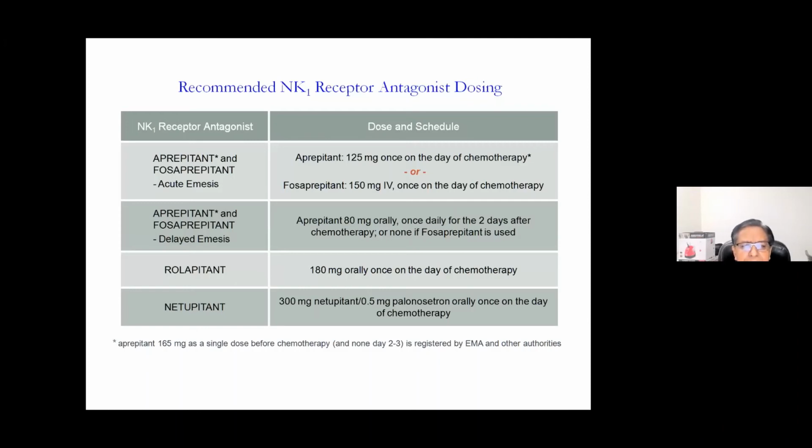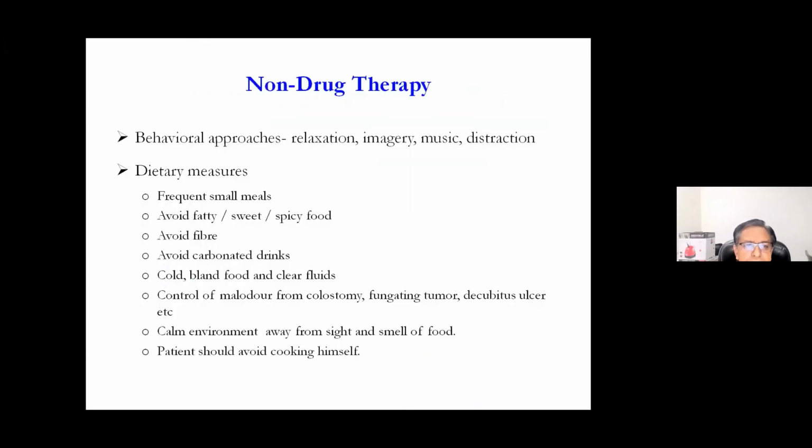Usually aprepitant starts at 125 milligrams once a day, and then 80 milligrams can be repeated subsequently to have a sustained effect. Having said that, these were the pharmacological management, but yes, non-drug therapies are also equally important for these patients because the central response or the cerebral cortex response is also there. So we can use behavioral approaches like relaxation, imagery, distraction techniques, and music techniques for the patient's comfort.